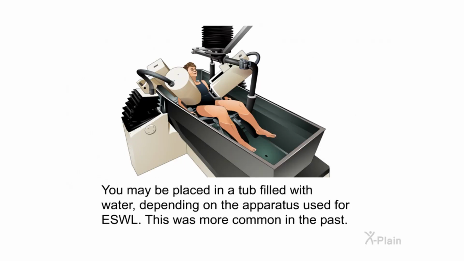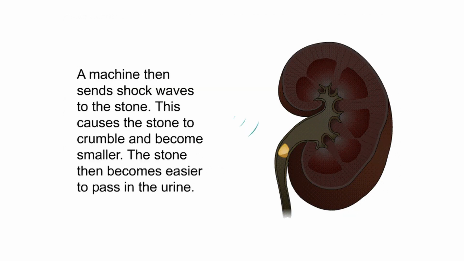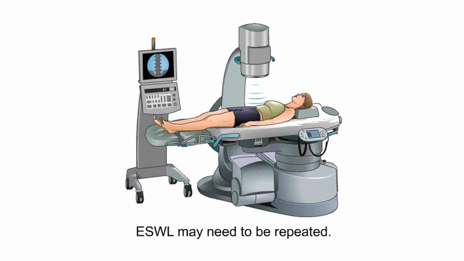You may be placed in a tub filled with water, depending on the apparatus used for ESWL. This was more common in the past. A machine then sends shock waves to the stone. This causes the stone to crumble and become smaller. The stone then becomes easier to pass in the urine. ESWL may need to be repeated.